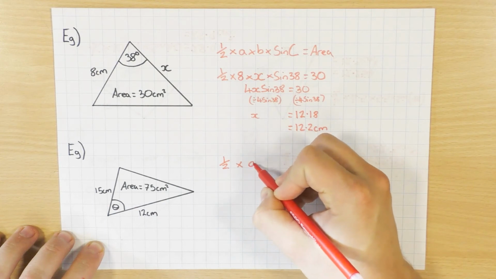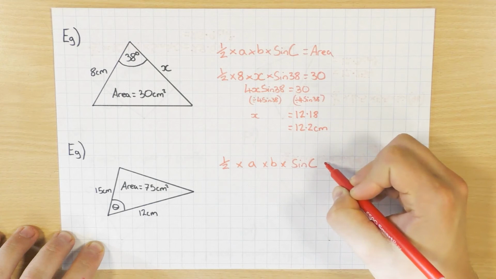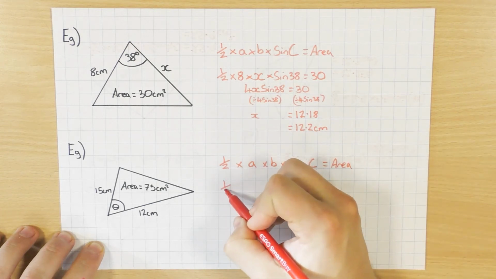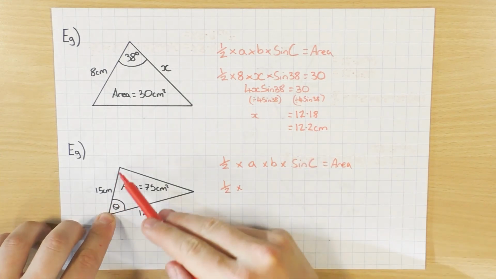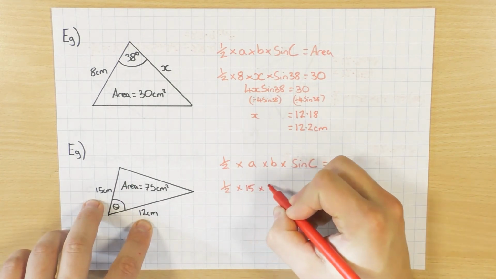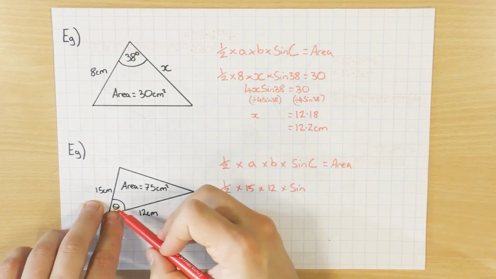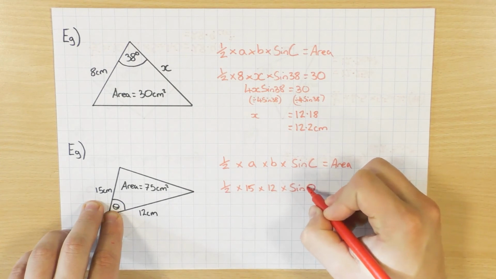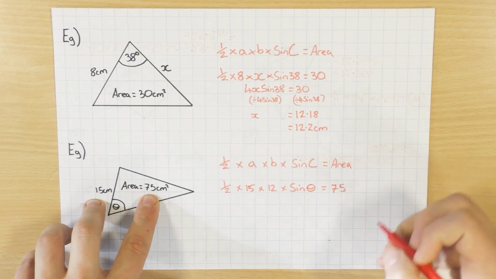So 1/2 times A times B times sine C, and that's going to equal the area. Substitute in what we know, so 1/2 times, and again look, the angle is, and these two lengths are next to it, so they are the A and the B. So 15 times 12 times sine C. Now C I don't know, but it's got theta. Theta is just the Greek symbol we use to represent an angle, so I will use it in this case here, and it equals the area, which we're told is 75.